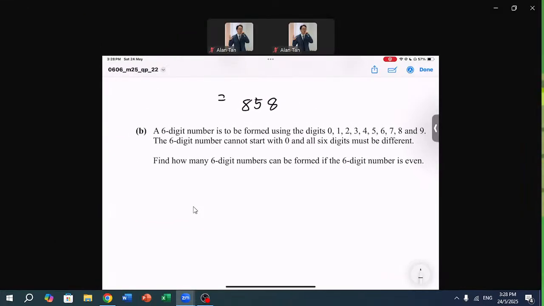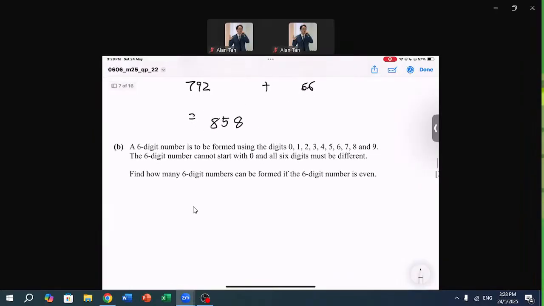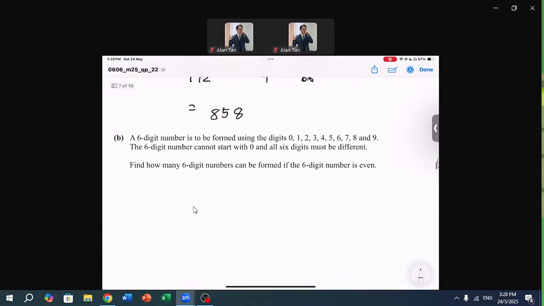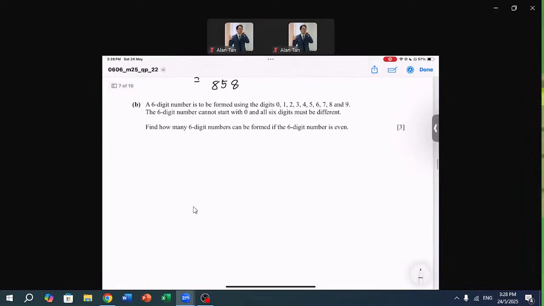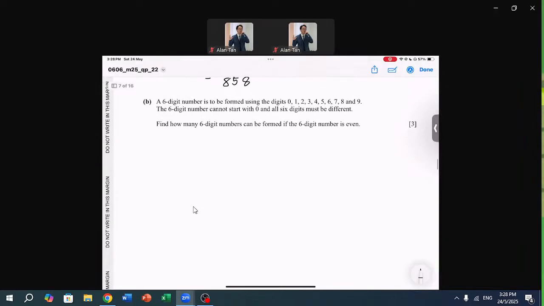Now a 6-digit number is to be formed using the digits 0, 1, 2, 3, 4, 5, 6, 7, 8, 9. Digits cannot start with 0. All 6 digits must be different. How many 6-digit numbers can be formed if the number is even? Okay, so it's even. Remember, we cannot start with 0. So even means the last digit is 0, 2, 4, 6, 8.